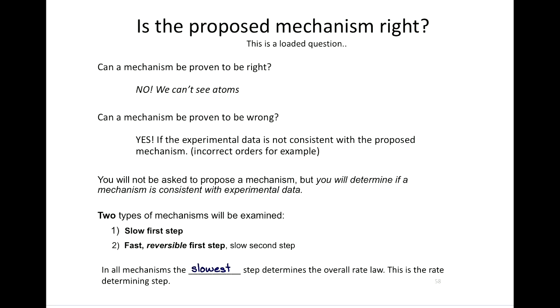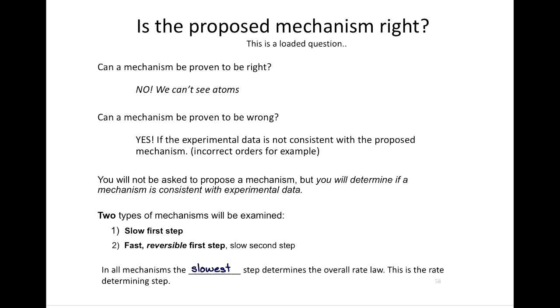Because the detail here is that a mechanism actually can't be proven correct. I can give you a mechanism, but it's just proposed. The reason we can't prove that it's right is because we can't see atoms. I can't put my binoculars on and see A colliding with B. I don't actually know that. All I can see as a mere mortal is experimental data. If I change concentrations of stuff, rates change, that's all I can see. So mechanisms cannot be proven right.